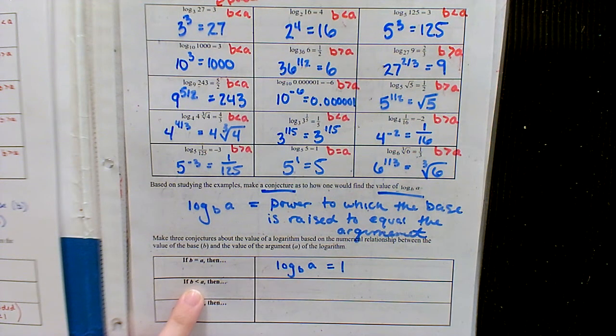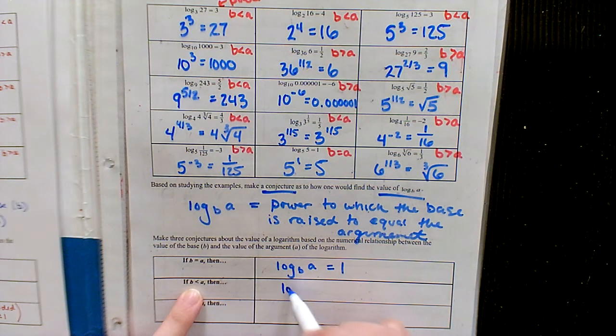For all the ones that you labeled the base was less than the argument, what do you notice about the value or answer from the log?